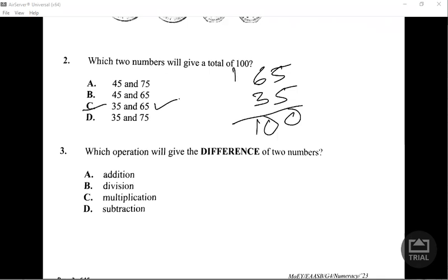Which operation will give the difference of two numbers? Now, difference means to subtract. So for number 3, it would be D, subtraction.